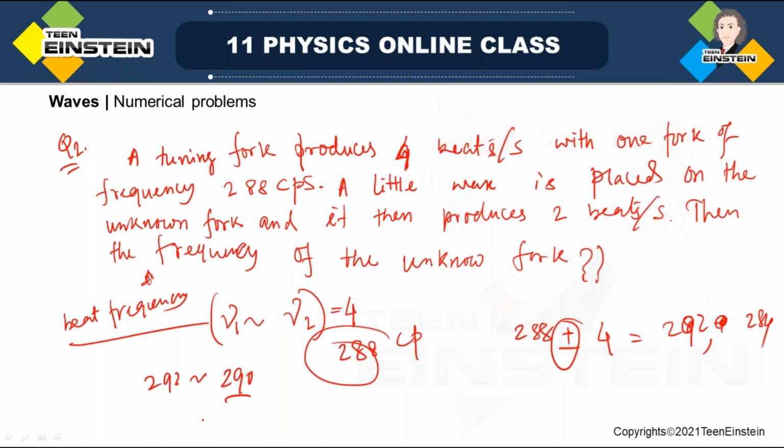So when the beat frequency increases, when the unknown frequency is the lower one and it again goes down, that means the difference between nu one and nu two becomes very, very prominent. So in this case, what will be the solution? In this case, the solution is the first answer.